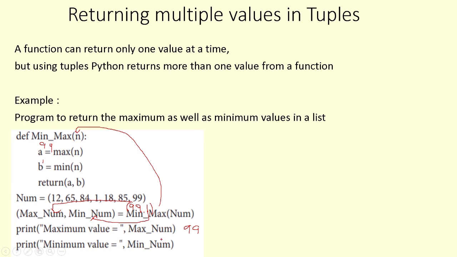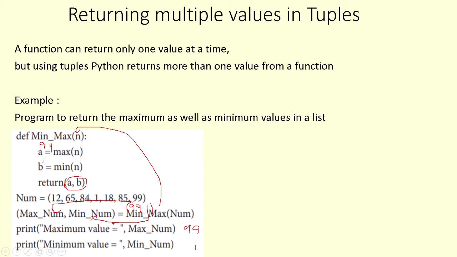Okay, next you have minimum value. So minimum value is equal to min num. What is the min num value? It has been assigned by this statement. So 1. So 1 will be printed. Okay, so this is how we can return multiple values. So this function is returning multiple values. Have you seen this?